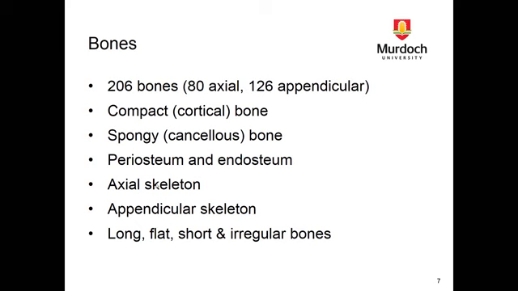I've already mentioned what the axial and the appendicular skeleton is. Now we have different shapes of bones, so they get classified either as long, flat, short, or irregular. So our long bones are pretty much all our appendicular bones, except the patella, the kneecap, and the wrist and ankle bones. And we looked at some of those even in week 1. You could see those little bones in the wrist and the ankle.